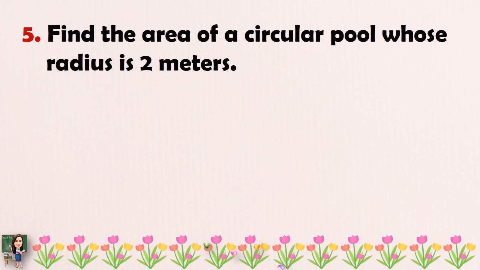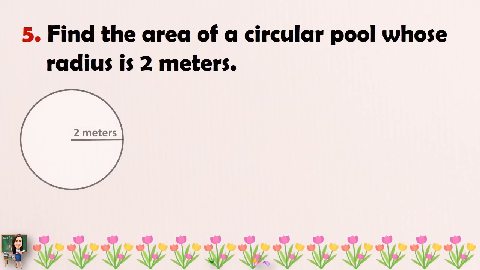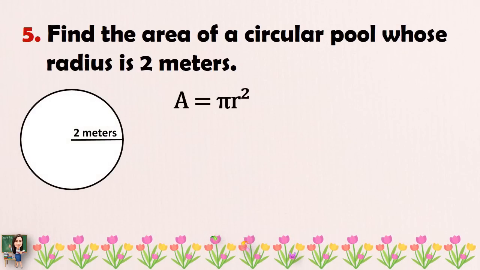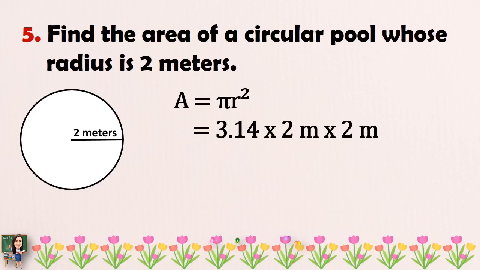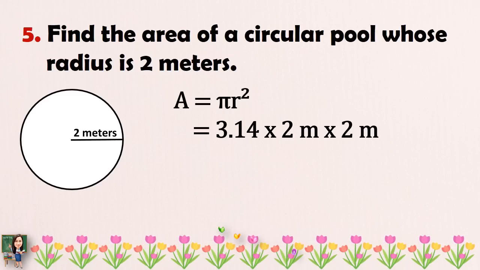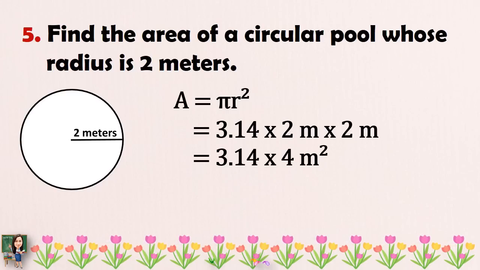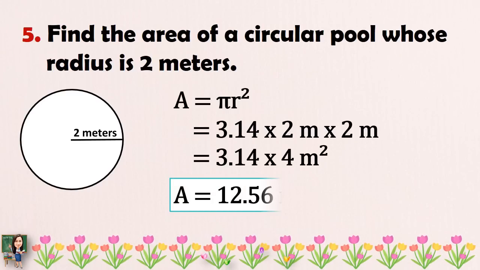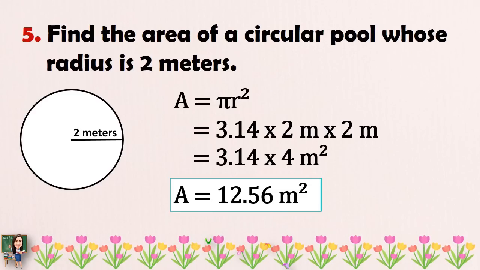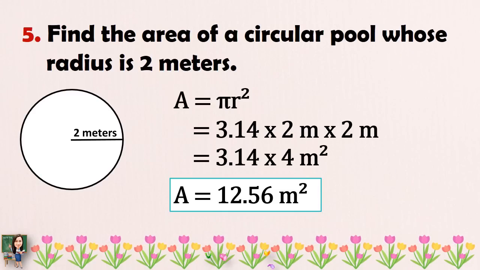And number 5, find the area of a circular pool whose radius is 2 meters. A equals pi r squared, or 3.14 times twice the measure of the radius, which is 2 meters times 2 meters equals 2 times 2 equals 4 square meters. 3.14 times 4 equals 12.56 square meters. So this is the area of the circular pool.